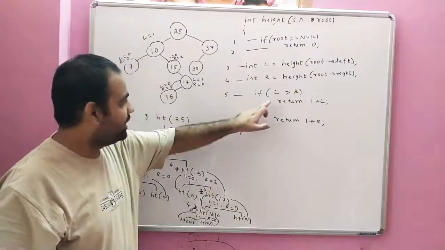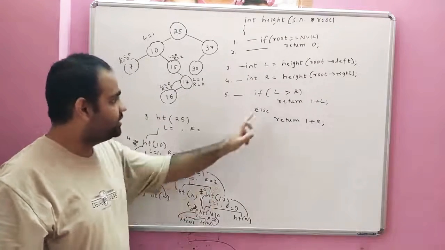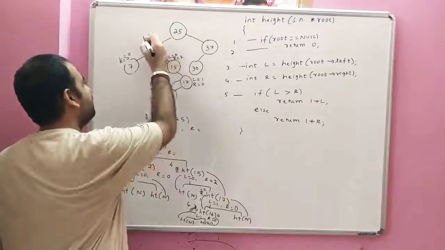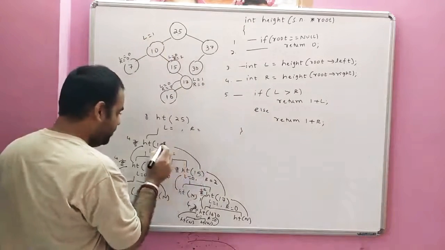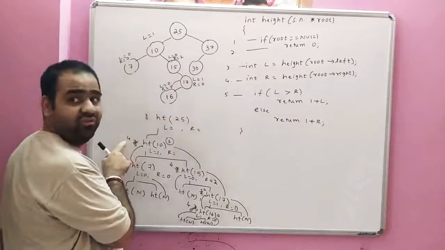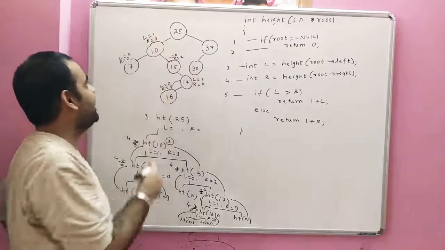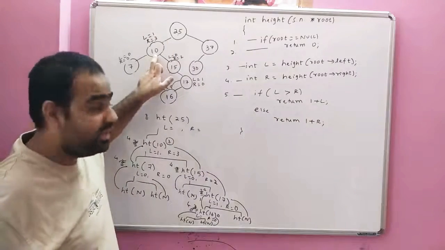Done. Now execute line number 5. L is 0, R is 2. 0 greater than 2 is false. Return 1 plus R. That is 1 plus 2. What is 1 plus 2? 3. Where do you return 3? To line number 4. Therefore, you say R is equal to 3. That means the right height with respect to 10 is 3.